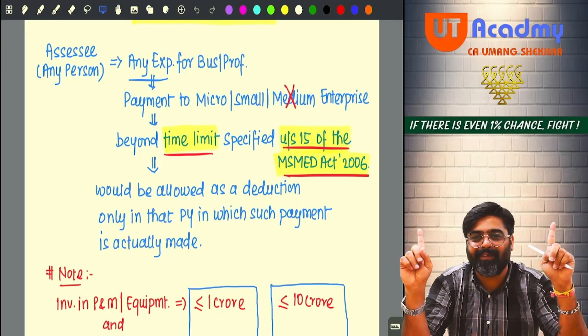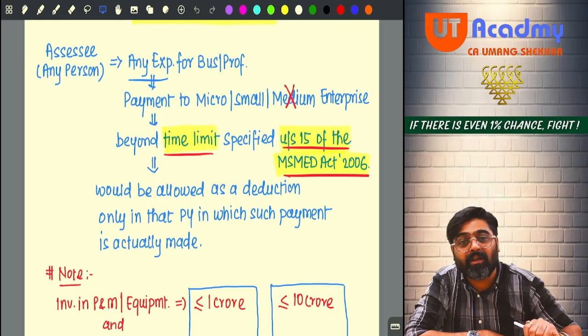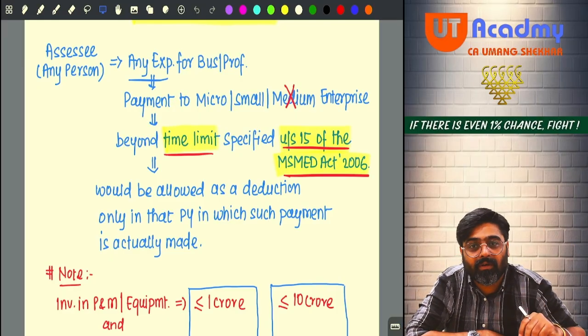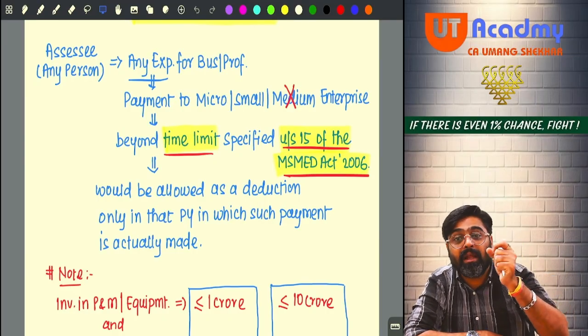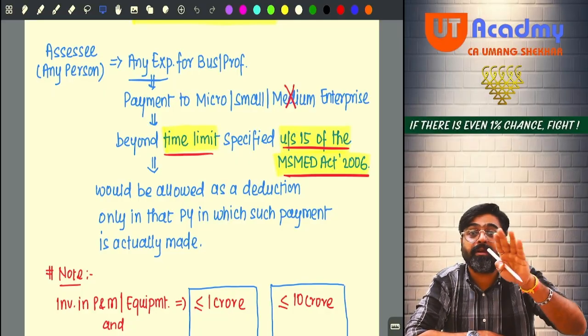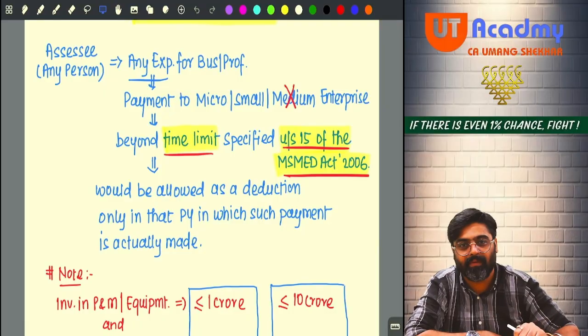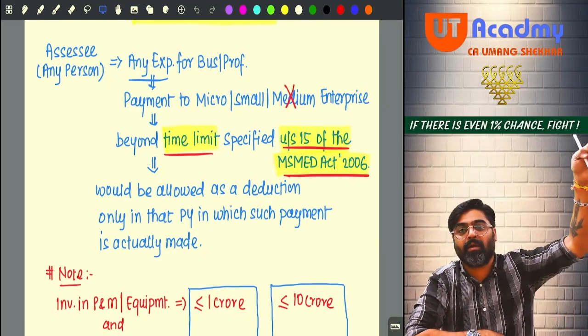No. Then also the entire purpose of the MSMED Act will be defeated, no? Because the MSMED Act has prescribed one deadline, one time within which these enterprises should be paid. And maybe that time is coming sooner than the due date of filing ROI.